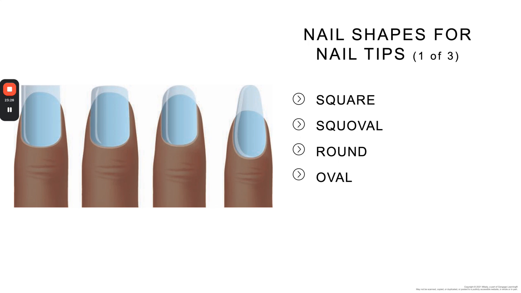Your squoval is similar to your square. Your squoval still has a straight side wall. However, it has soft edges or a rounded corner. Squoval may also be referred to as soft square, so you might want to put that in parentheses. Some clients may come to you and say, I just want a soft square shape. That means they want squoval, or a square with rounded edges.